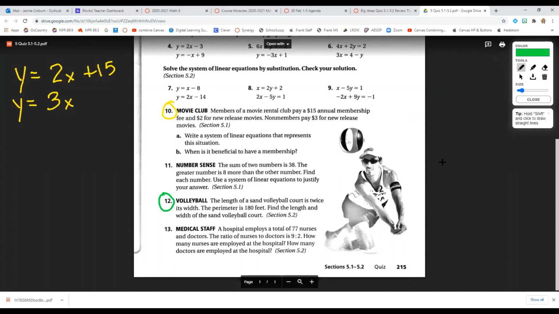So number 12 is telling us the length is equal, let's make this a cursive L so it looks like an L, to 2 times the width. And then the perimeter, we know that perimeter is 2 lengths plus 2 widths is equal to 180.